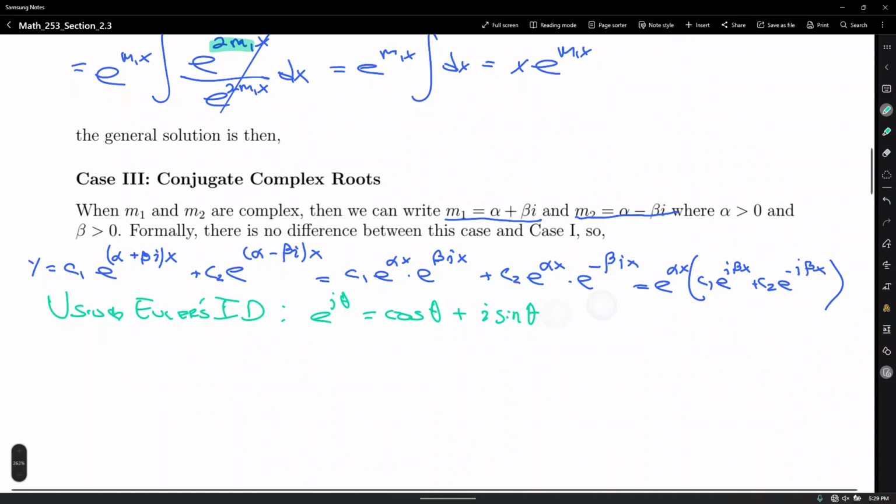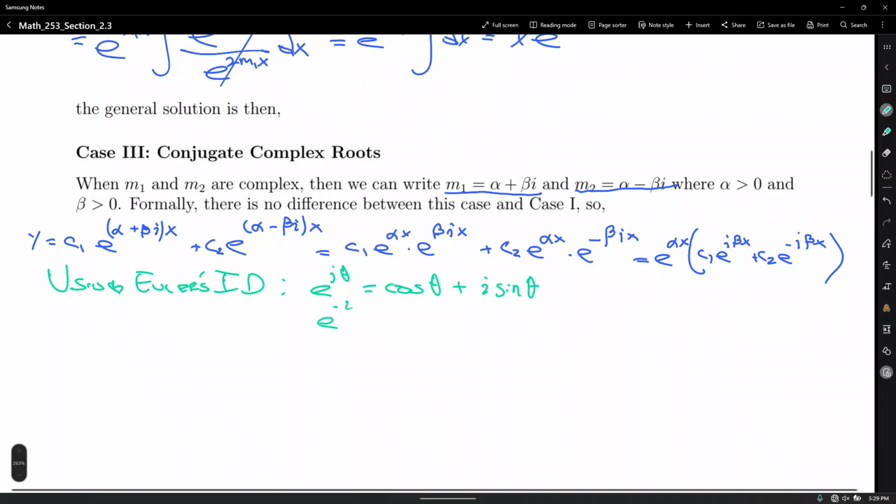Okay, let me actually do the negative. e to the negative i theta equals cosine of negative theta plus i sine of negative theta. Well, cosine of negative theta is still positive cosine theta, but because sine is an odd function, that negative goes outside, and that plus actually becomes a negative. Cosine, because it's an even function, evaluated at a negative gives you the same positive result.